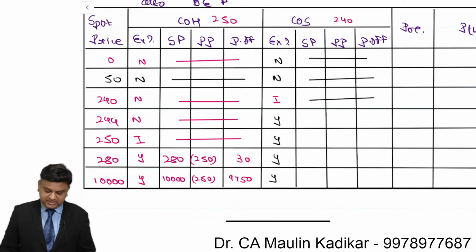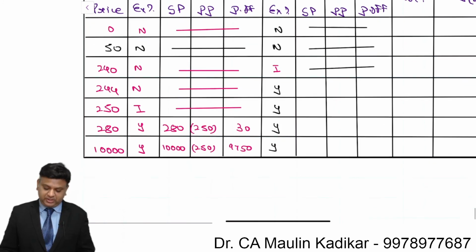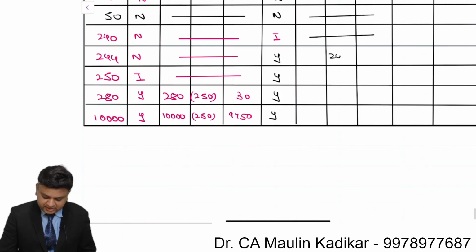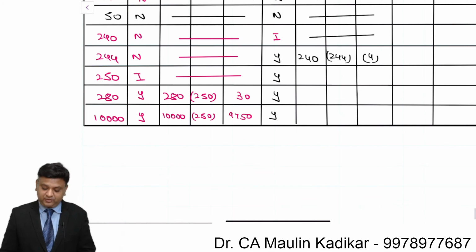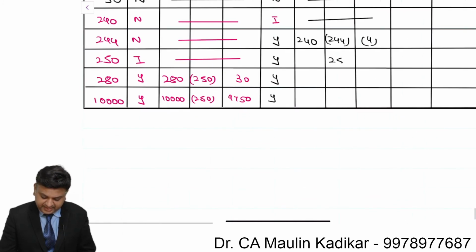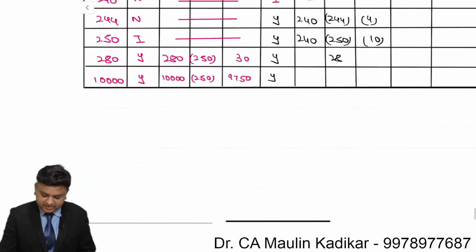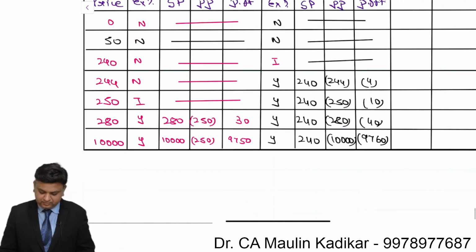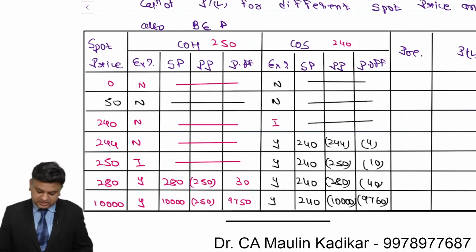He will come to my residence and he will tell me that I want to buy the security at 240. I'll go in the market to buy security at 244, which I will sell to him at 240. So there is negative payoff of 4. At 250 I will buy, at 240 I will sell, at 280 I will buy, at 240 I will sell, I will buy at 10,000 and I will sell at 240. This is the way we will have the profit or loss and the payoff in the different situations.